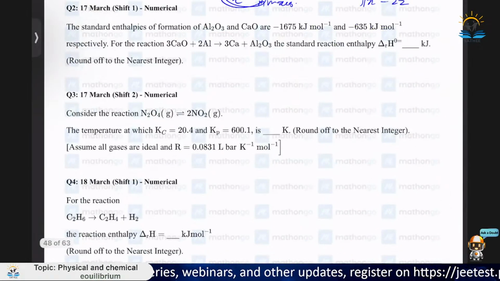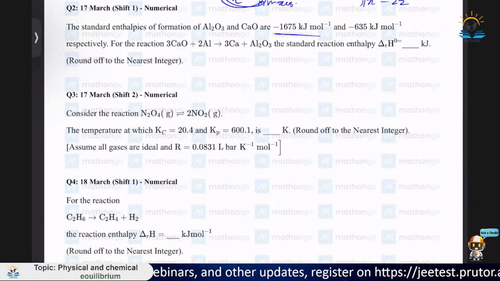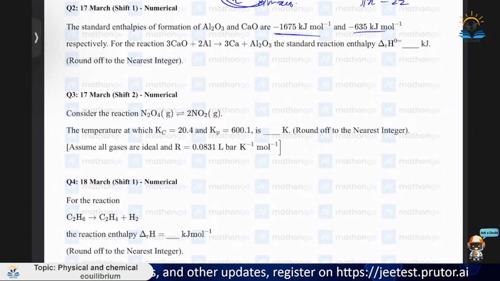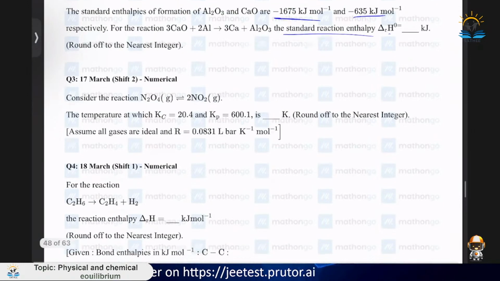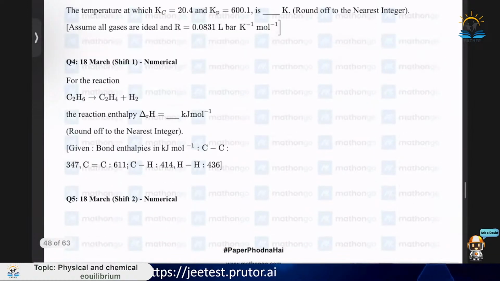Moving on to the next question, the standard enthalpies of formation they have given and the standard enthalpy they have asked. Okay, this is basically a thermodynamics question. So we can skip this.